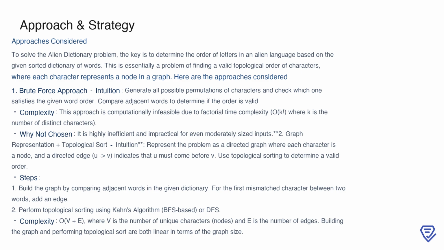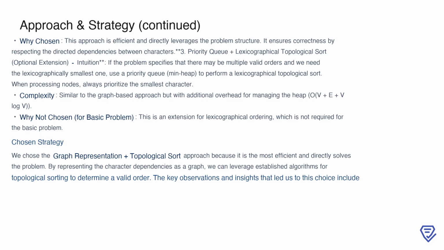This approach is highly efficient, with a time complexity of O(V + E), where V represents the number of unique characters and E represents the number of edges in the graph. The graph-based approach was chosen because it directly leverages the problem's structure and ensures correctness by respecting the directed dependencies between characters. Additionally, there is an optional extension using a priority queue for lexicographical topological sorting. This comes into play if we need to find the smallest lexicographical order among multiple valid solutions.